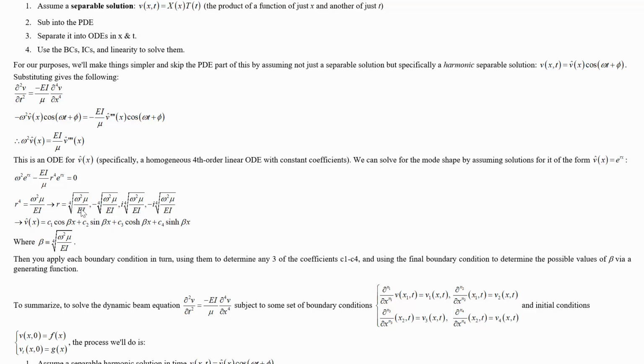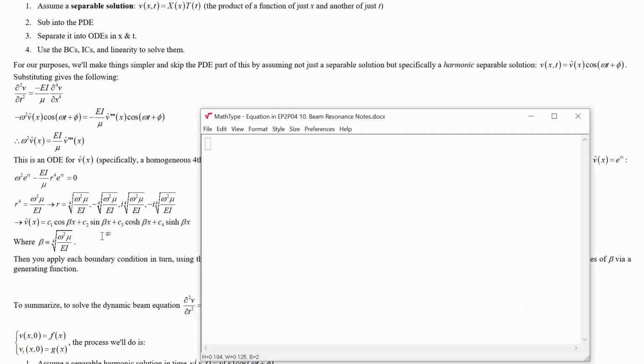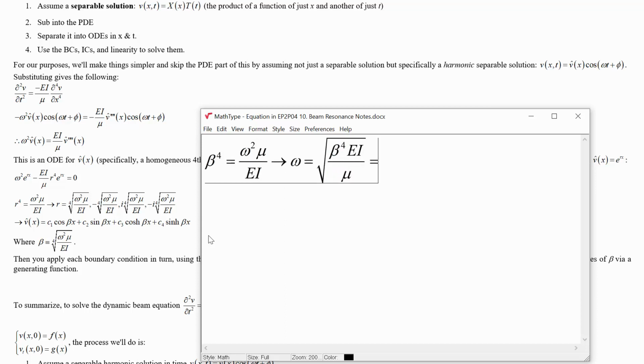Rather than writing the 4th root of this thing, we'll just write beta as that. This tells you why omega was related to beta in the way that it was for the cantilever. If beta is the 4th root of this, then beta to the power of 4 is equal to omega squared mu over EI. And it tells you that omega must be equal to the square root of beta to the 4 EI over mu, or beta squared root EI over mu.